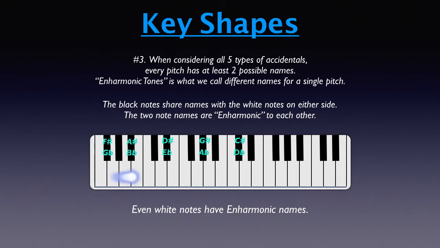Even white notes have enharmonic tones. C can be called B sharp. E can be called F flat. B can be called C flat. And F can be called E sharp.